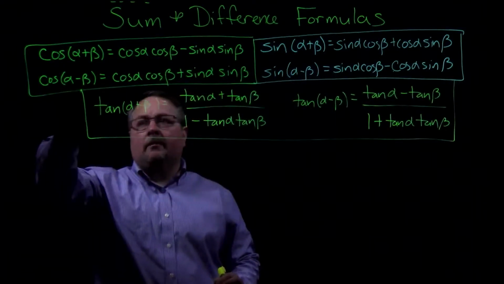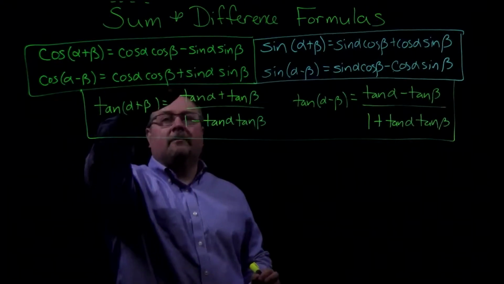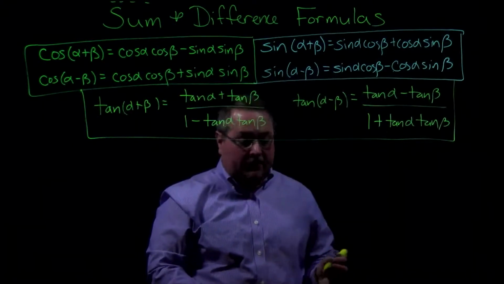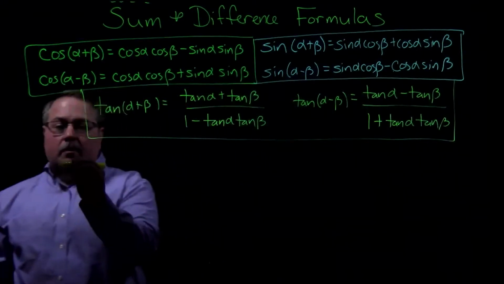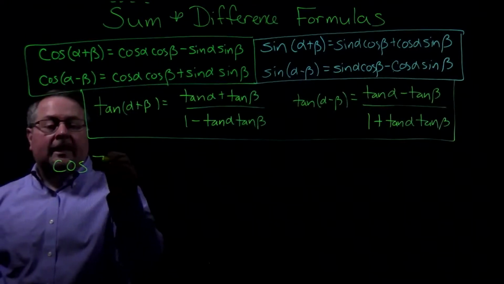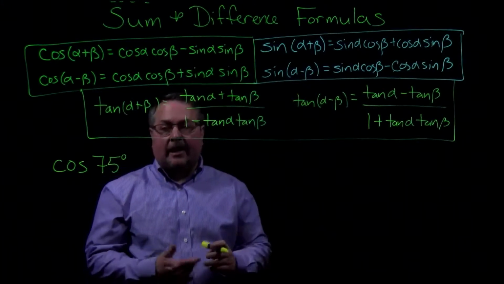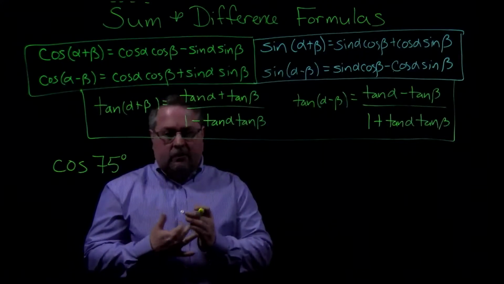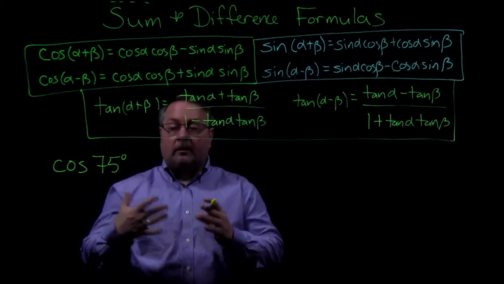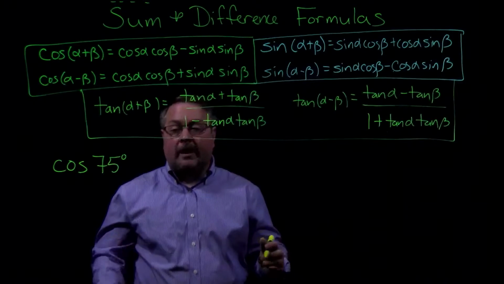So for example, cosine of alpha plus beta, if alpha and beta are two angles, is the cosine of alpha times the cosine of beta minus the sine of alpha times the sine of beta. So for example, if we wanted to find an exact value for the cosine of 75 degrees, 75 degrees doesn't have 30 degrees, 60 degrees, or 45 degrees as a reference angle, so we can't use just the unit circle or quadrants and reference angles to get this cosine value.